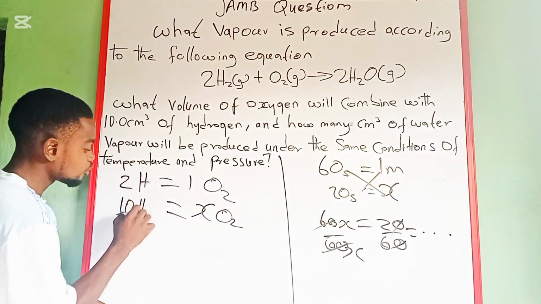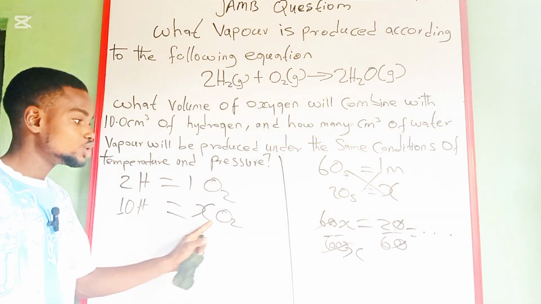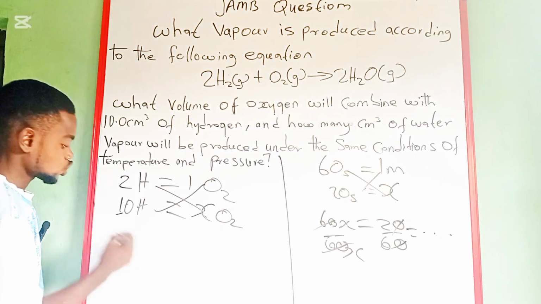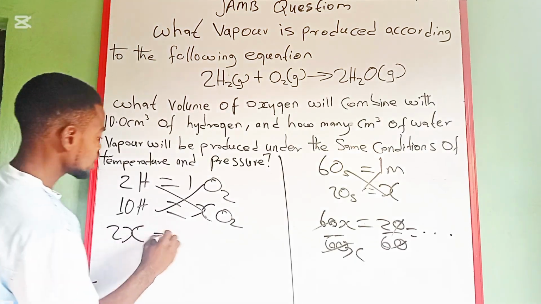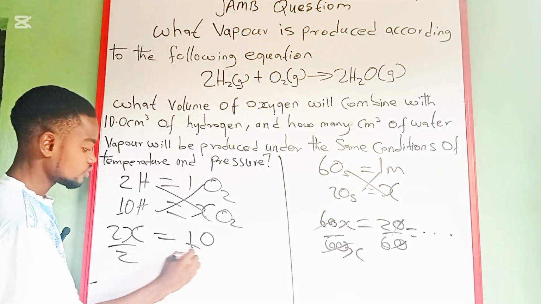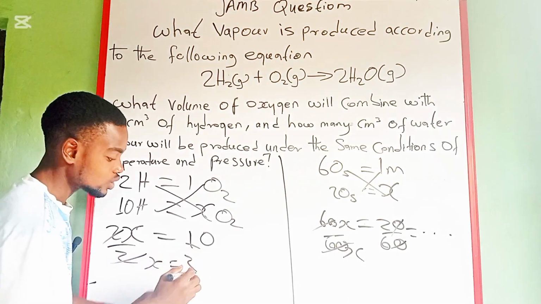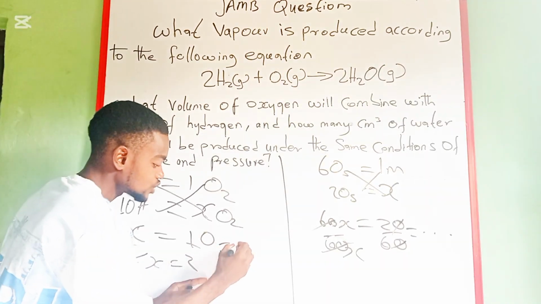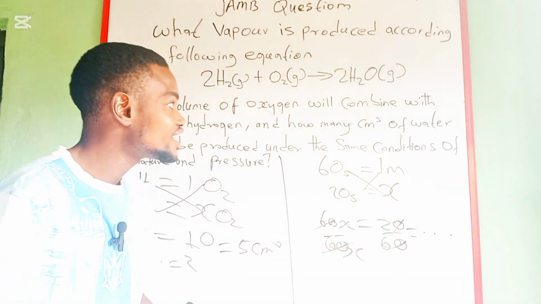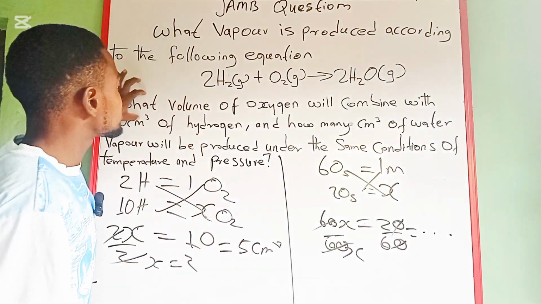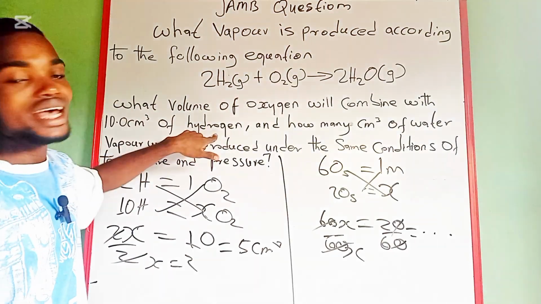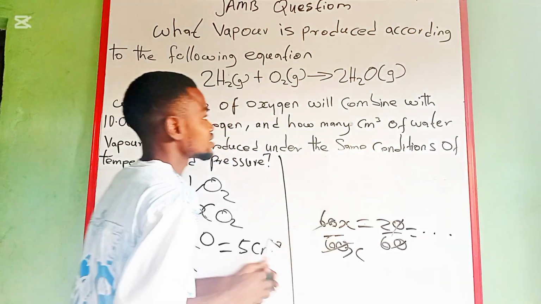So here becomes 10 volumes of hydrogen. Like we did here, we cross multiply. This multiplied by this gives us 2x. This multiplied by this gives us 10. And what is going to happen? We divide by 2, we divide by 2. This cancels this. x is equal to 5. 10 divided by 2 is 5 cm cube. So the first answer is that 5 cm cube of oxygen is required to combine with 10 cm cube of hydrogen.